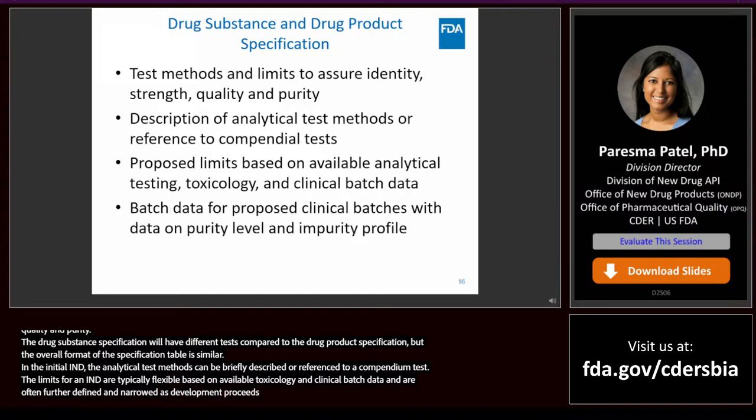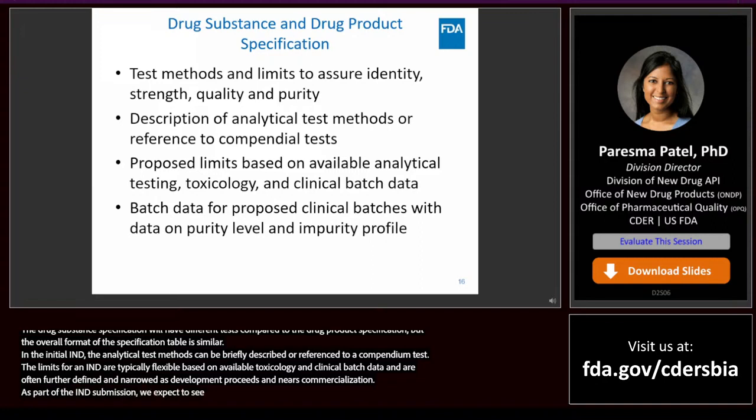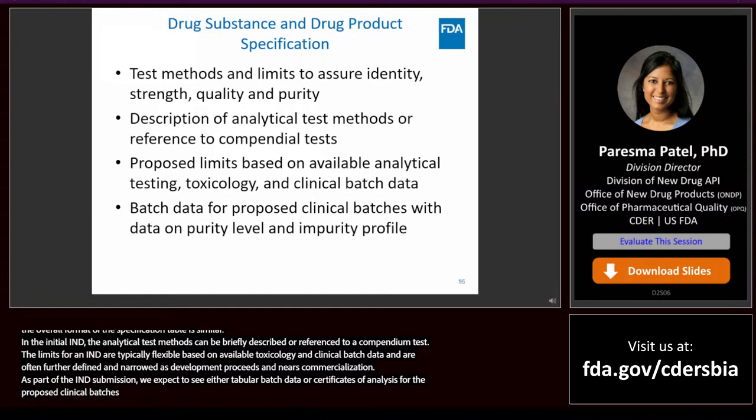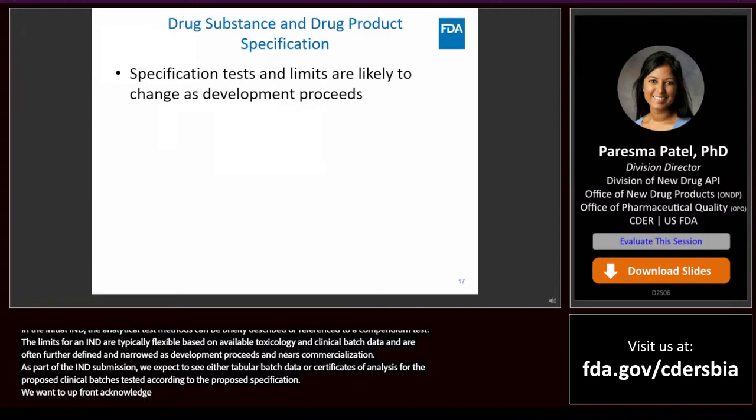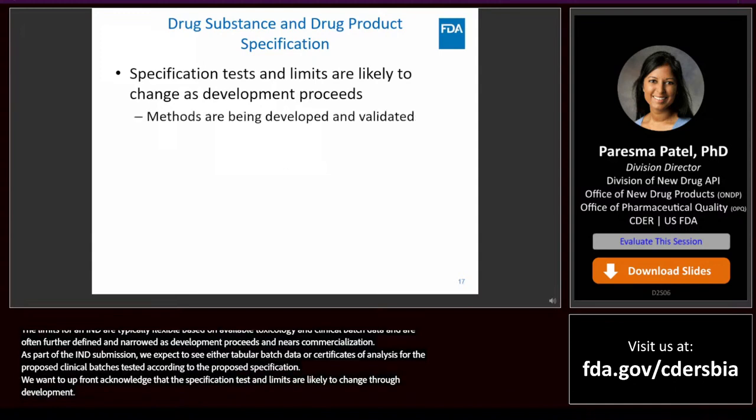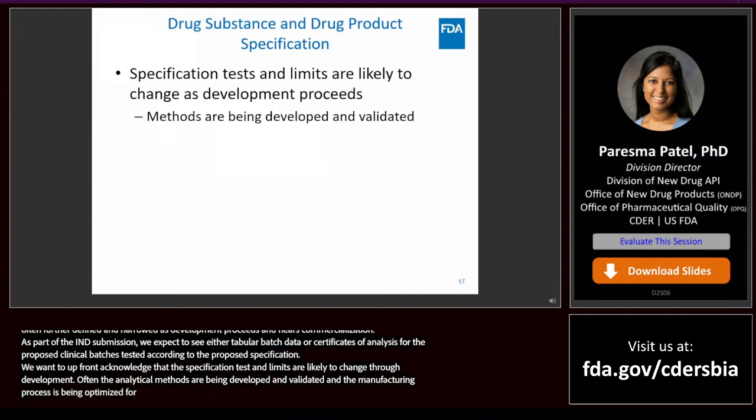As part of the IND submission, we expect to see either tabular batch data or certificates of analysis for the proposed clinical batches tested according to the proposed specification. We want to upfront acknowledge that the specification test and limits are likely to change through development. Often, the analytical methods are being developed and validated, and the manufacturing process is being optimized for efficiency, but also to remove toxic or dangerous reagents or solvents, and the final commercial process and scale is being developed.